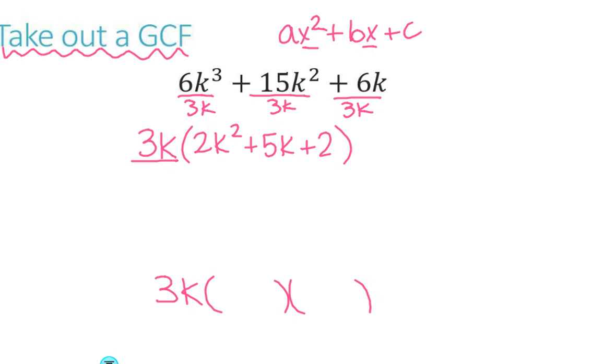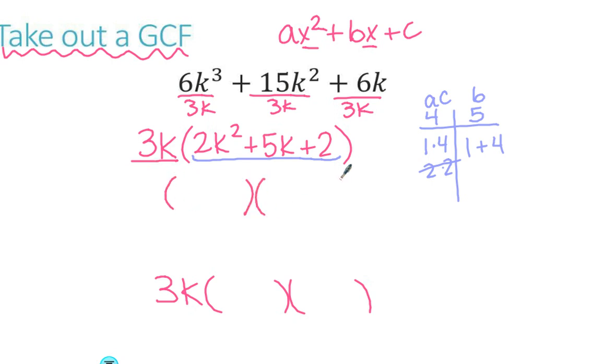All right, from here it's business as usual. I'm going to be looking right in here. A is greater than 1, so I do my A times C, which is 2 times 2. My B is 5. 1 times 4, 2 times 2. 1 and 4 is going to be our pair, and they both get to be positive this time. Again, ignoring this 3k out here for just a little bit, I've got this plus 2, this 2k squared, and here's my starting point.